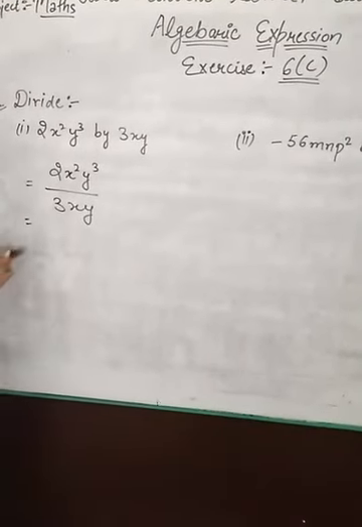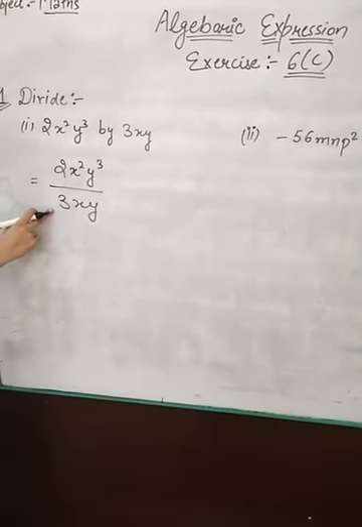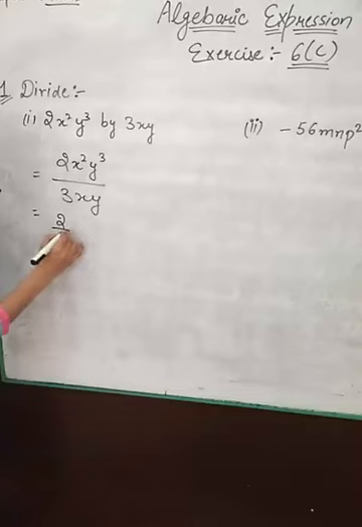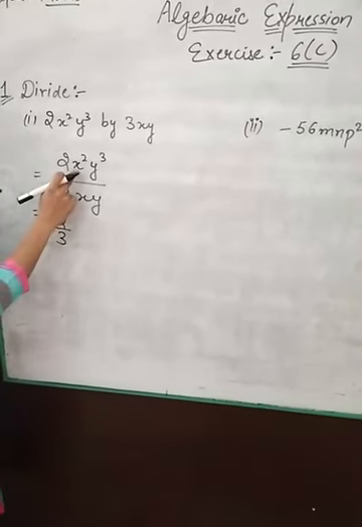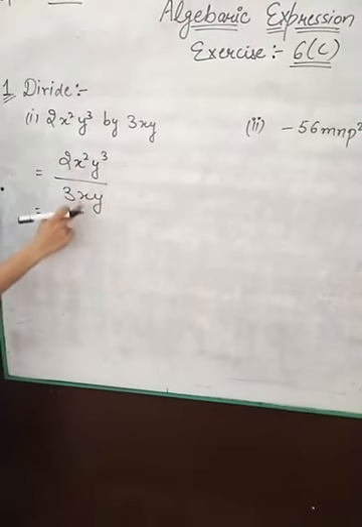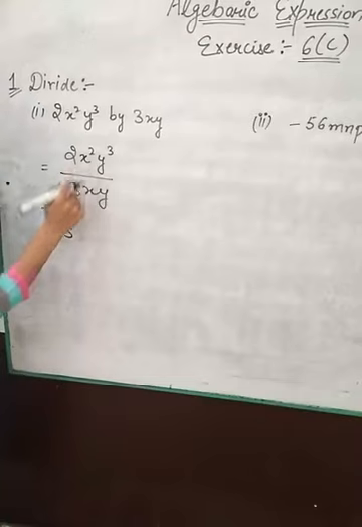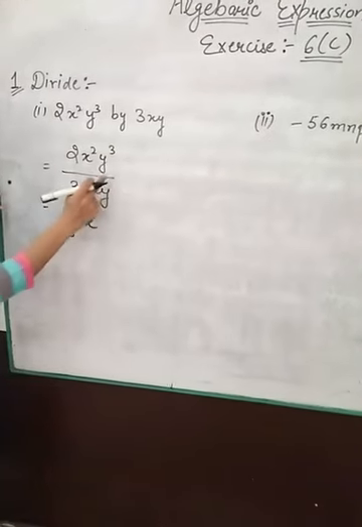How can we divide? Now can we cut 2 and 3? 2 and 3 are not coming in the same table, that's why we can't cut these both. We will write 2 upon 3 as it is. There is x here and downside is x, meaning the power on the upper side is more than the lower one. Then we will cut 1x from these both, and here only x is left.